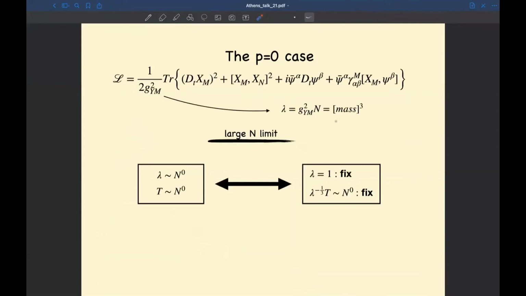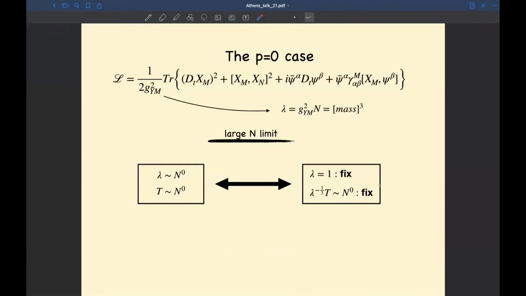So again, I remind you that the dimension of the coupling is mass cubed, and basically when we think about the large N limit, one way to think about it is to fix lambda, where in simulations we fix lambda to be 1, and the dimensionless temperature to be of order 1.